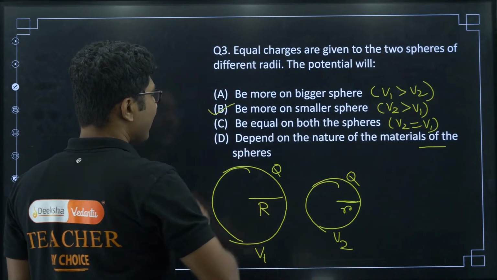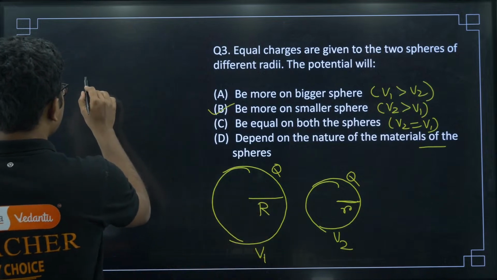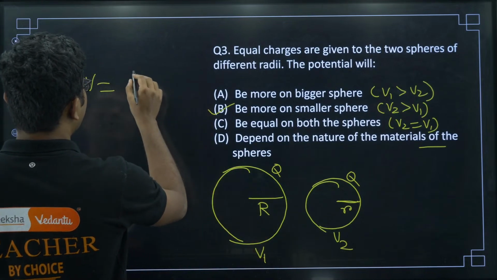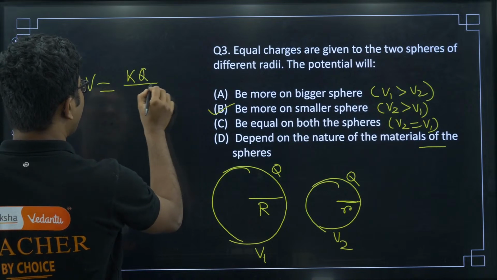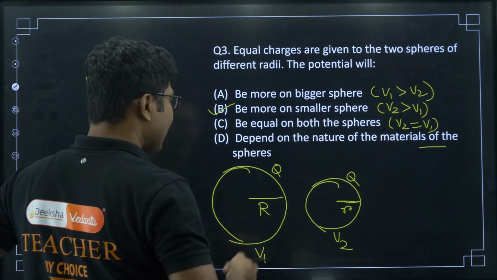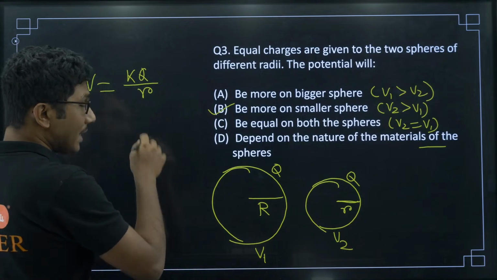The potential is more on the smaller sphere. Why? Because potential is basically, we know, K Q by R, right, K Q by R. For the bigger sphere it will be K Q by capital R.